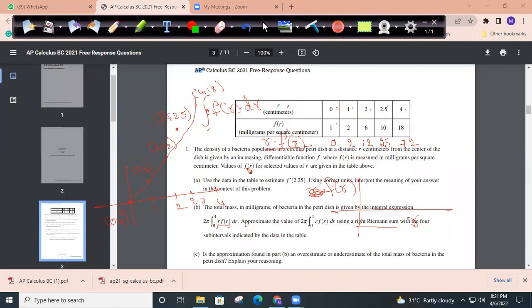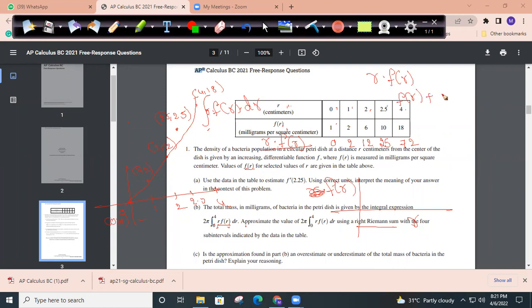Because f of r is an increasing function, and r is also a positive number, r into f of r should be an increasing function. What is an increasing function? f dash x is greater than 0. Correct, right? For r into f of r, do the derivative of this function with respect to r.